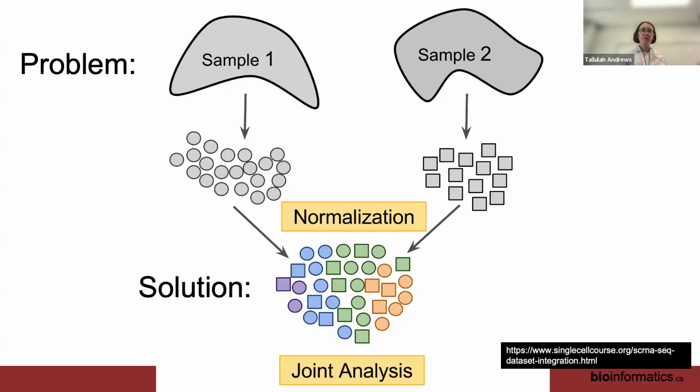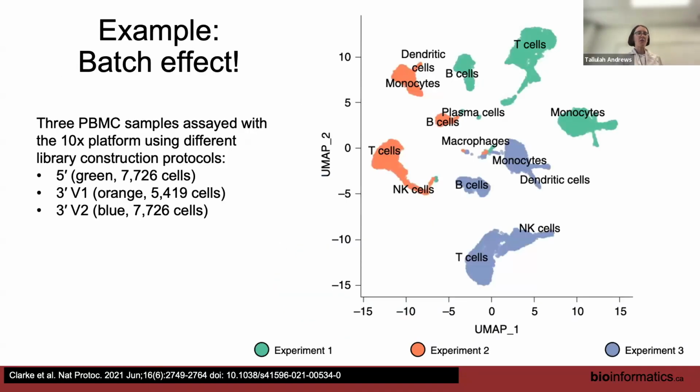This sounds great, and it would be awesome if it was really that easy, but we have some problems in that we can have pretty severe batch effects between different data sets. So here's an example of a data set of PBMCs sequenced with 3 different protocols from 10x. So we have 3' version 1, 3' version 2, and 5' single-cell RNA-seq.